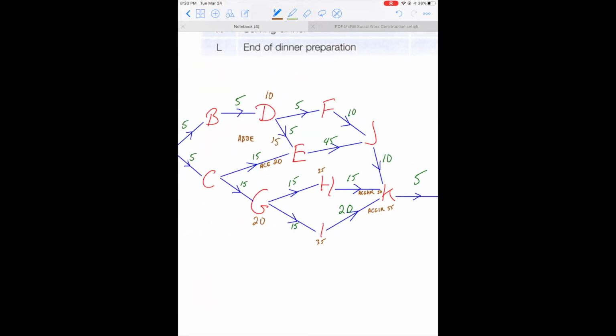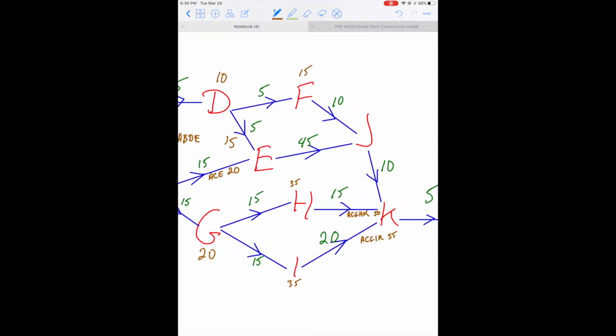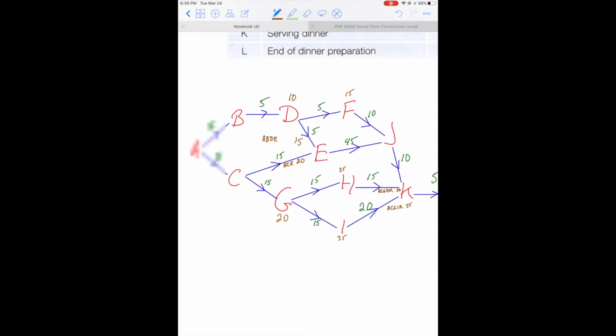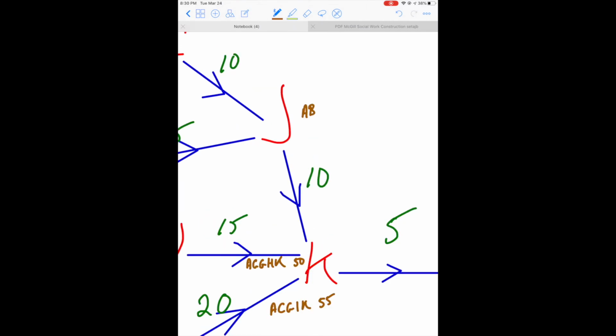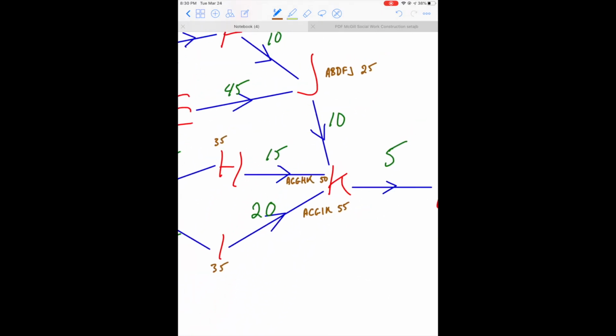To get to the F, it's 10 to get to the D, and then 5 more to get to the F. That's 15. To get to the J, that's 10 more. That is A, B, D, F, J, which is 25. Then to get to the K, that is A, B, D, F, J, K, which is 10 more than 25.